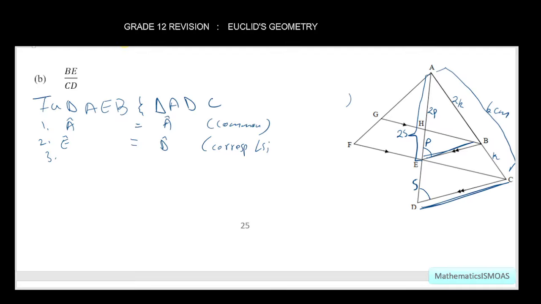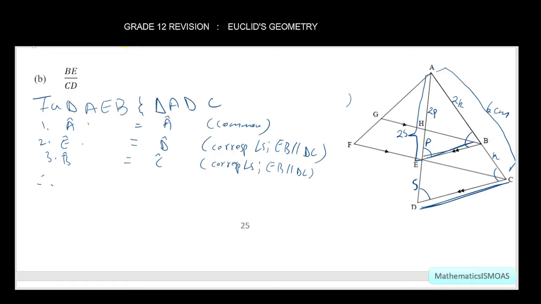corresponding angles, from which two parallel lines? EB is parallel to DC. Remember, we are in triangle ADC. Then lastly we say angle B will be equal to angle C. Again, the reason: corresponding angles, EB is parallel to DC. Or the reason for number 3 can even be remaining angles.